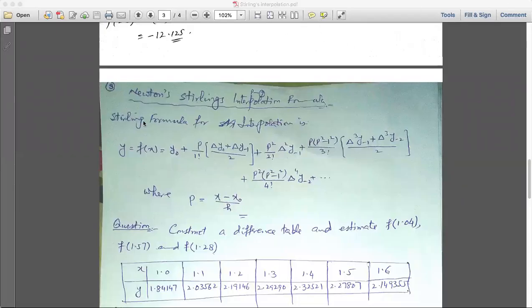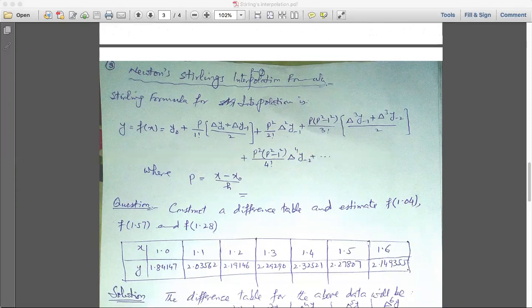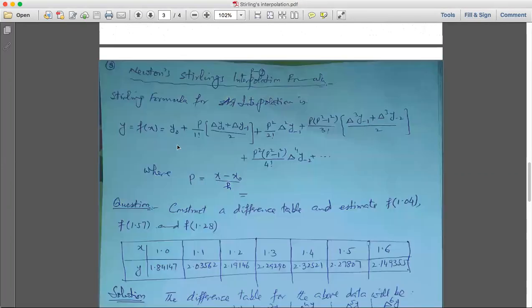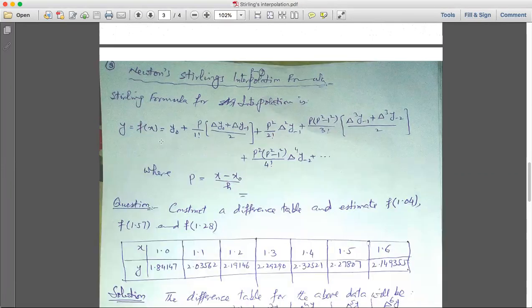Students, the formula of Newton-Stirling interpolation is this one. As you can see, y is equal to f of x, and this is equal to y naught plus p over 1 factorial into delta y naught plus delta y minus 1 over 2, plus p square over 2 factorial delta square y minus 1, and so on.